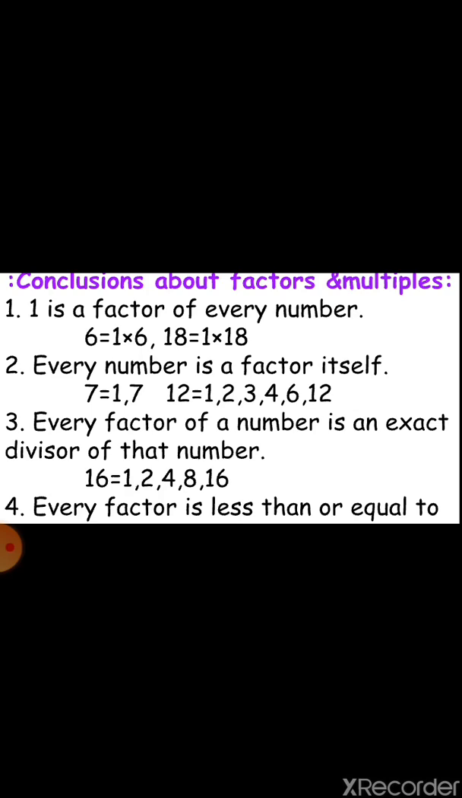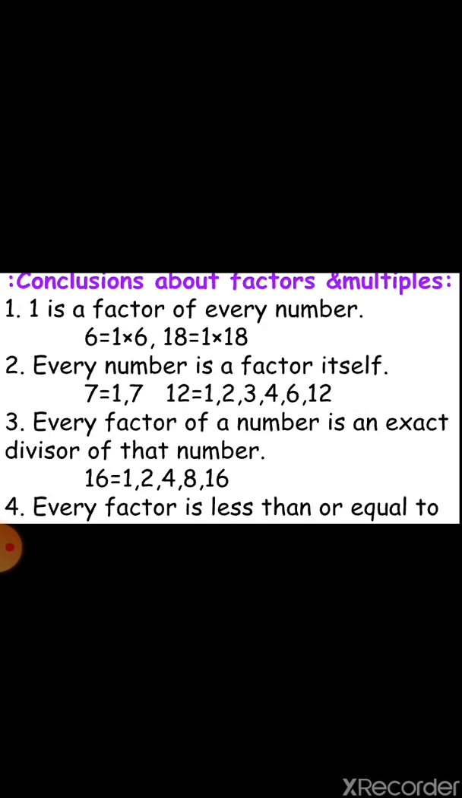There are some conclusions about factors and multiples. First is, 1 is a factor of every number. Every number can be written as 1 multiplied by the number itself, that is 6 is equal to 1 multiplied by 6. 18 is equal to 1 multiplied by 18. So, 1 is a factor of every number. Second is, every number is a factor of itself. I write the factors of 7 here, 1 and 7. The factors of 12 are 1, 2, 3, 4, 6 and 12. From these examples, we can say that every number is a factor of itself.